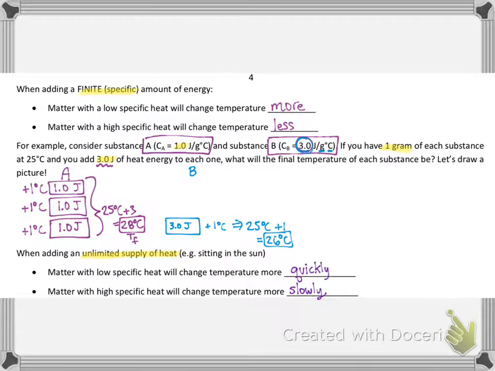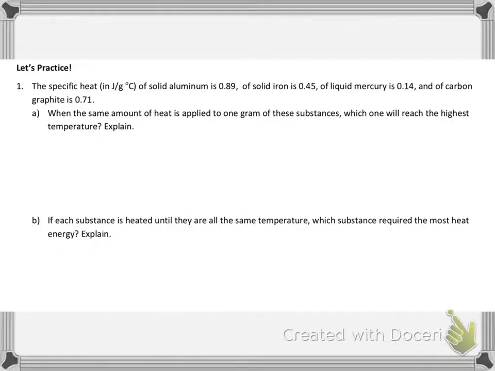All right, so now that you've had some lovely things to think about with specific heat capacity, let's try some practice questions. So, okay, notice they're giving you the specific heat capacities of solid aluminum, solid iron, and liquid mercury. Oh, and carbon. Whoops, there are 4 of them. So 2 questions for you. First question, when the same amount of heat is applied to 1 gram of these substances, which one will reach the highest temperature and why? And if you heat them all until they're all at the same temperature, which one required the most heat?